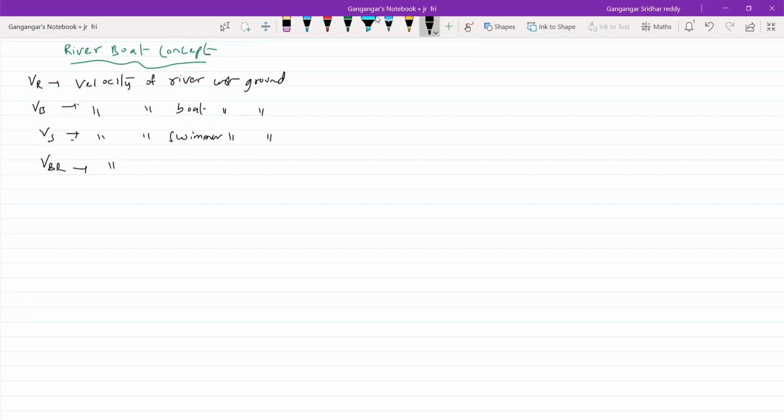VBR will be velocity of boat with respect to river. VSR will be velocity of swimmer with respect to river. These are the popular terms which I'll be using. VBR, already you know, VAB, VA minus VB bar. So what is this entire concept? Velocity of swimmer with respect to river equals velocity of swimmer minus velocity of river.